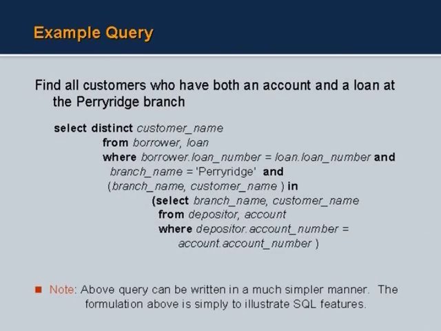So here is another one. Customers who have both an account and a loan at the Perry Ridge branch. Again, you could do it by intersect or subquery. So this answers the question which you had. Can you give multiple ones? You can write this in many different ways. This is just one way of doing it. In fact, this is a more confusing way than the other one. It's probably a lot easier to write this way, intersect. But just to illustrate the features, what have we done here?